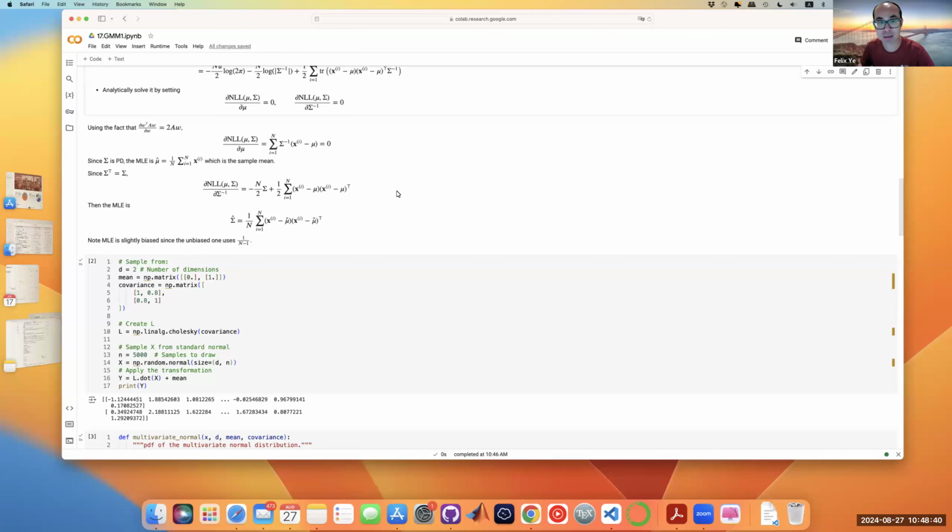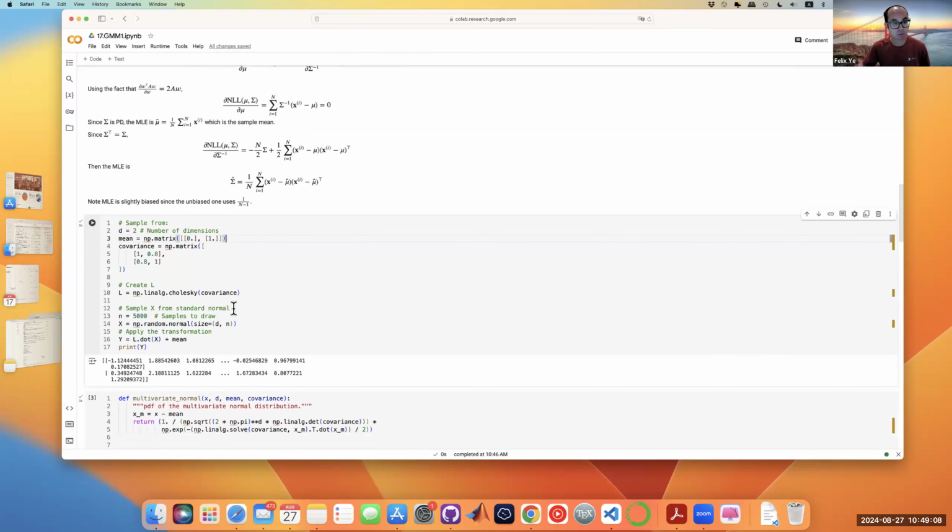Okay, so let's continue. Here we are going to implement inference of multivariate Gaussian distributions from scratch. Say we have d equal to 2. This is my mean, 0 and 1, and this is my covariance matrix. We know this is a positive definite matrix. So the first thing is we need to sample x from the normal distribution, right?